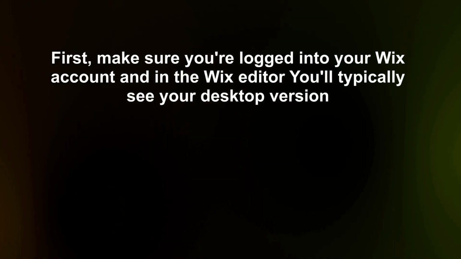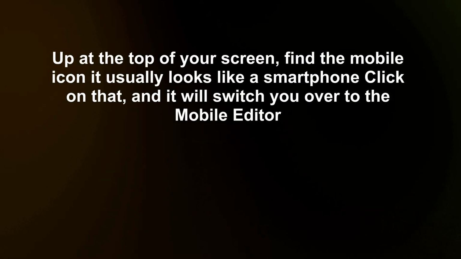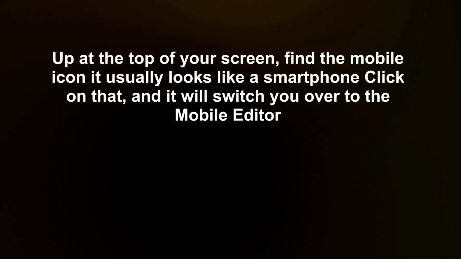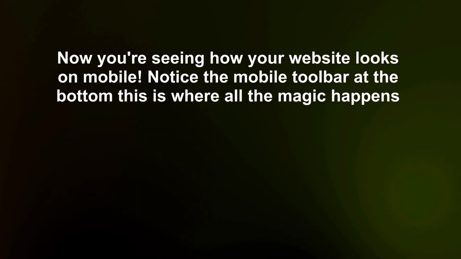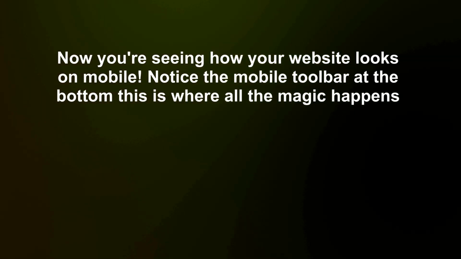your desktop version. Up at the top of your screen, find the mobile icon. It usually looks like a smartphone. Click on that, and it will switch you over to the mobile editor. Now you're seeing how your website looks on mobile.